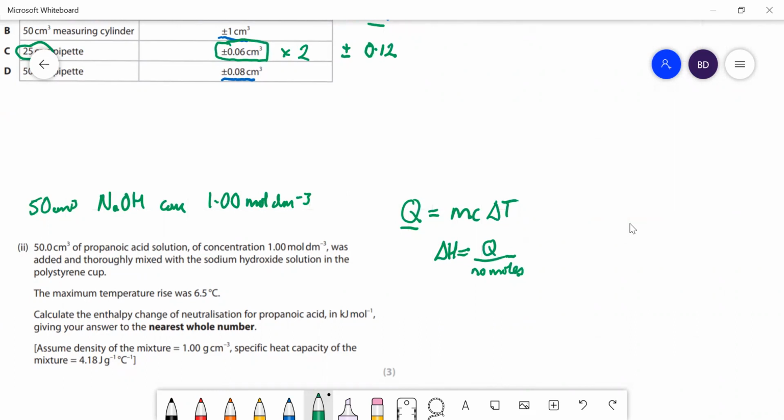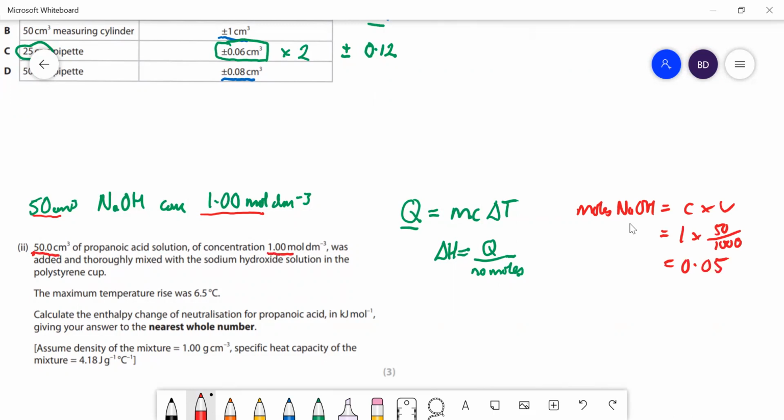So if you just look here, let's do the moles of sodium hydroxide. Moles NaOH, concentration times volume, 1 times 50 over 1,000, 50 centimeters cubed. 0.05 is the answer there. And that's the same number of moles of propanoic acid, because look, it's 50 centimeters cubed of propanoic acid and same concentration. So here, delta H, we need to do Q over the number of moles of NaOH or propanoic acid, which of course is 0.05.